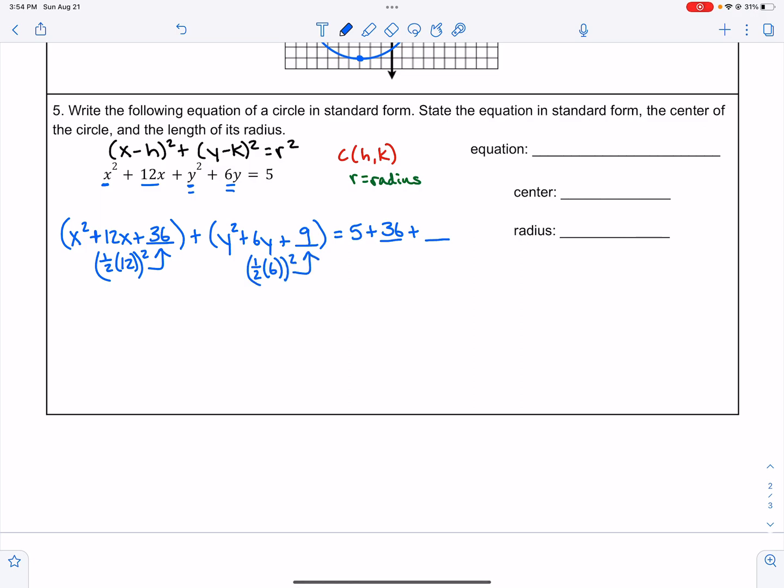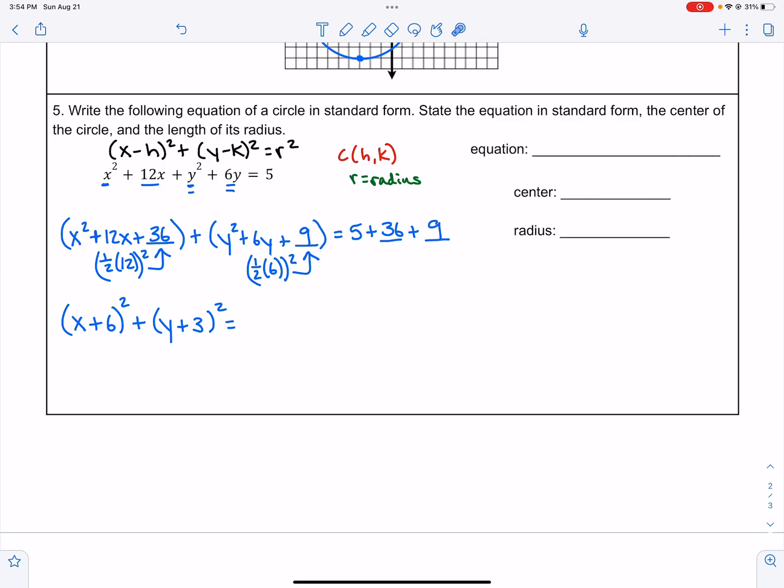3 squared is 9. And then we're going to rewrite our perfect square trinomial that we've created by completing the square as a binomial squared. So x squared plus 12x plus 36 is equal to (x plus 6) squared. So we just rewrite it that way because they are equivalent. Those are the factors, in other words. And then y squared plus 6y plus 9 is equivalent to (y plus 3) squared because the factors would be y plus 3, y plus 3.